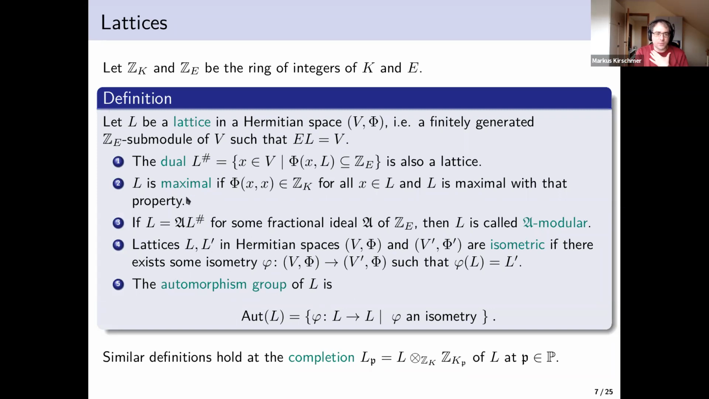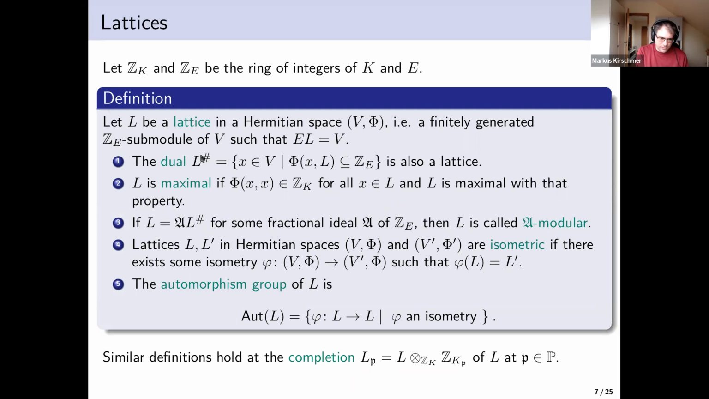For later, I just want to mention that a maximal lattice is a lattice that has integral inner products with itself. So all the lattice elements have integral inner products with themselves. And the lattice itself is maximal with that property. We'll need that notion in a minute, so I just want to mention that.